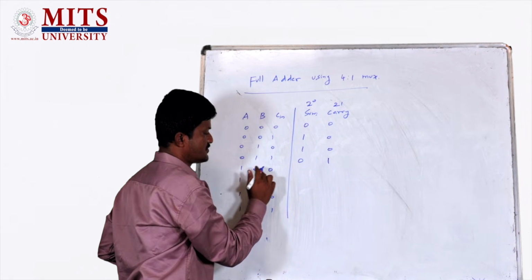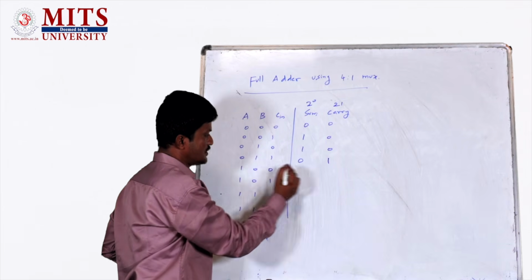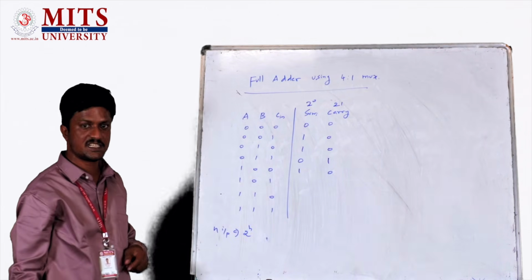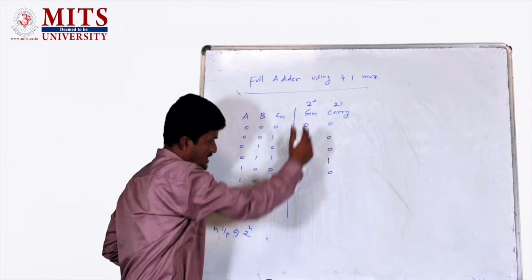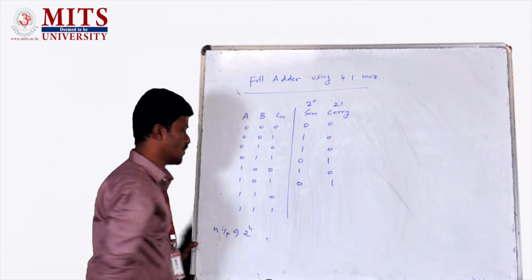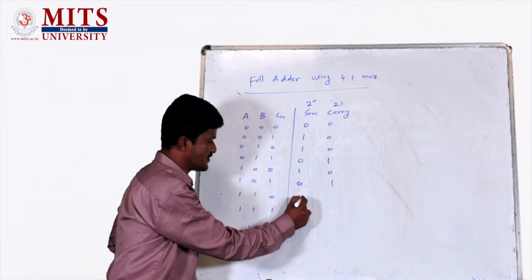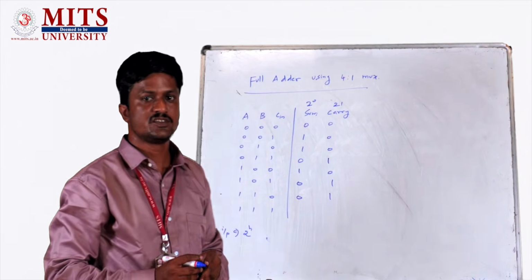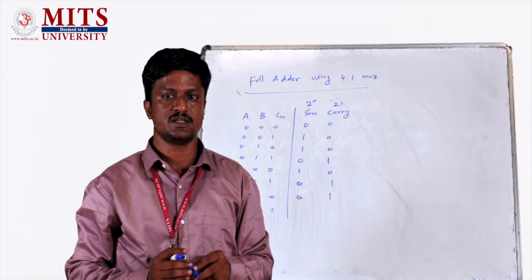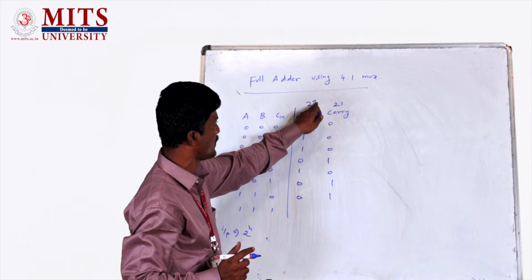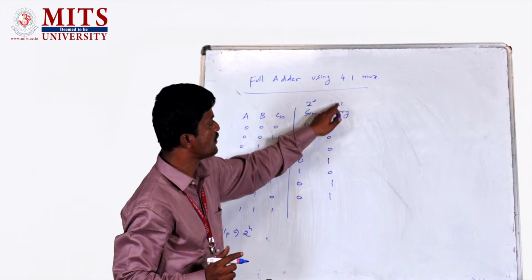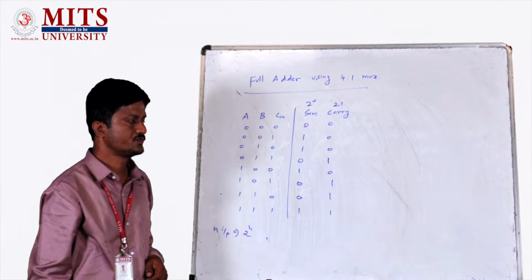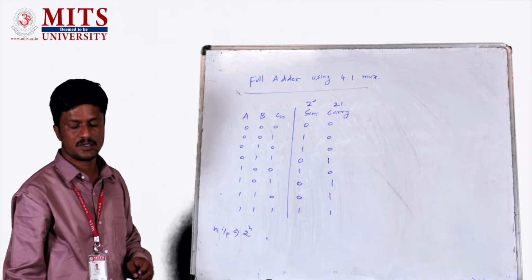So here 1 plus 0 plus 0, the resultant is 1. So the sum is 1, carry 0. The next, if you go with 1 0 1, the resultant is 2, so you can't represent it in the LSB. So the carry output is 1. The next you can go the same way. If you add all of them, the resultant will be 3, which means both sum and carry will be 1. The reason is 2 power 0 is 1, 2 power 1 is 2, so you add both and you get 3. So this is the truth table of the full adder.